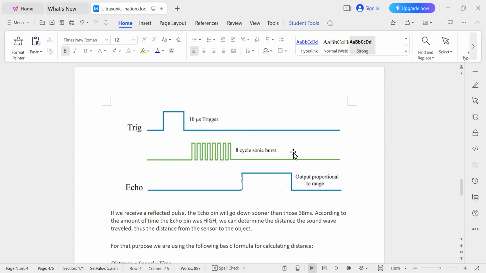When it hits the object, the echo signal will come back and reach the receiver. As soon as the echo signal reaches the receiver, the echo signal goes from low to high. The time taken from the transmitter until the echo signal goes high is measured and divided by 2 in order to get the one-way time for the calculation of the distance.